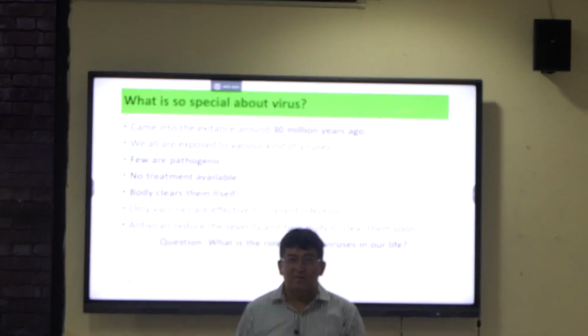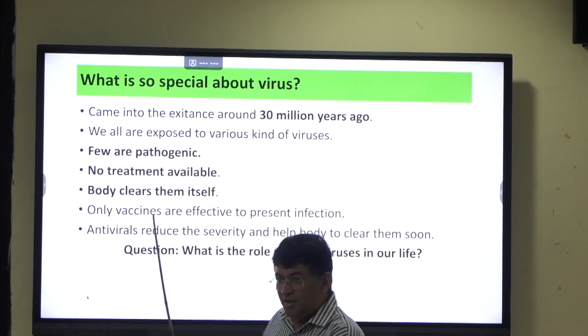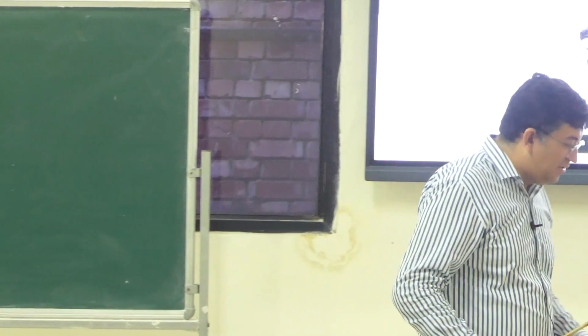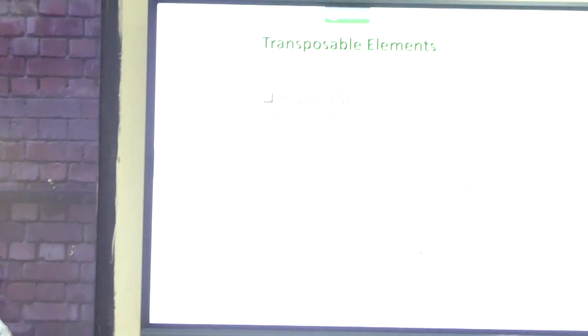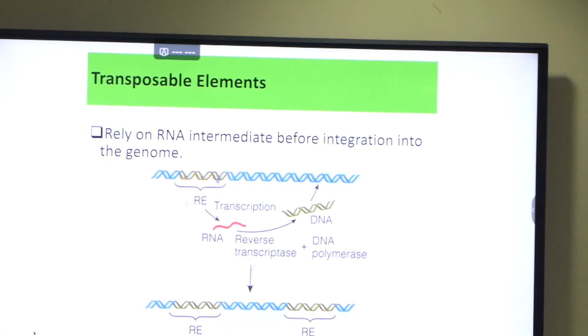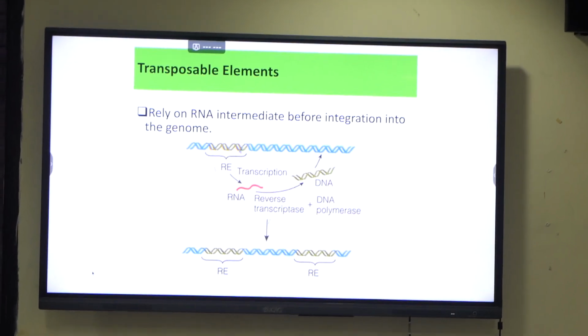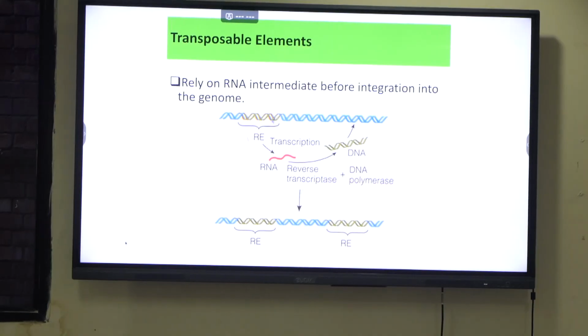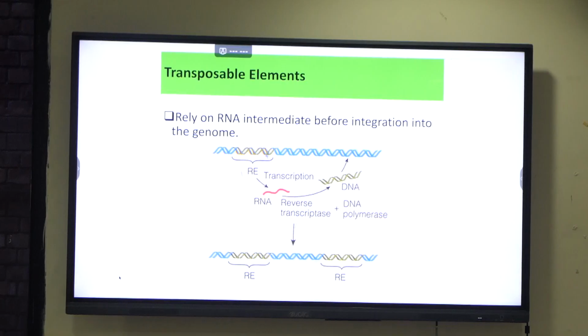Before we talk about it, we will discuss this entire lecture in two different parts. One part is the junk DNA which we have, made up of transposable elements. You must have studied about it, right? Transposable elements that transpose from one location to another, right?